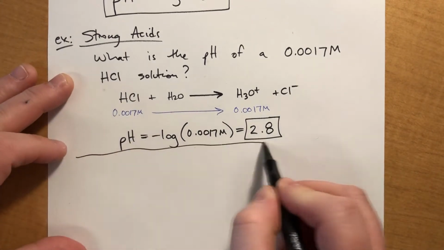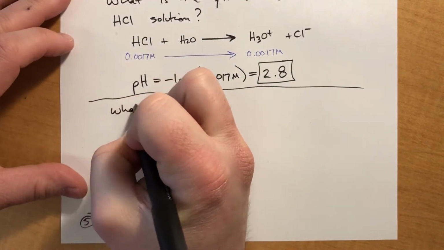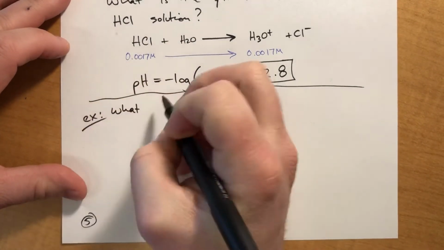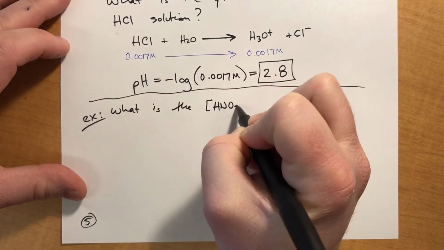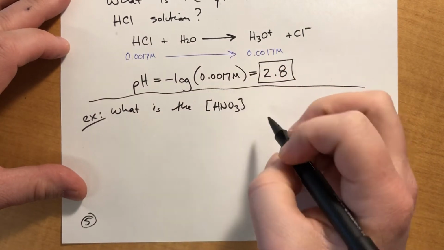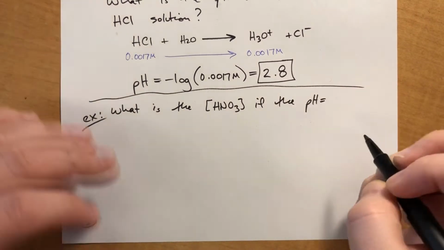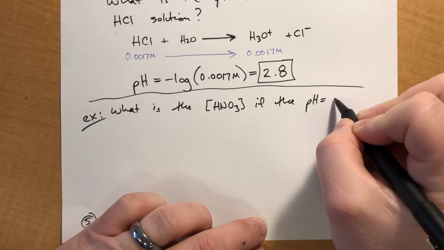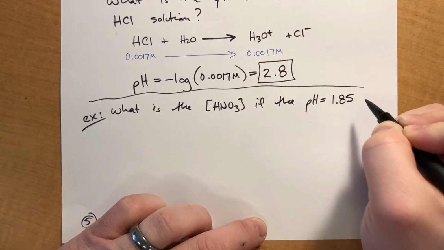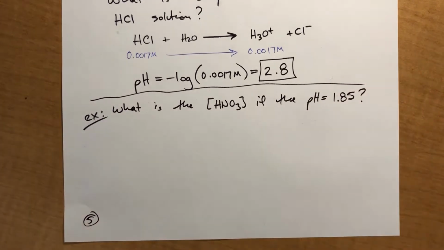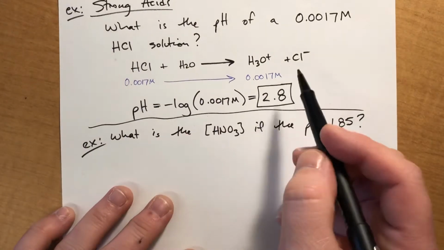Okay. Well, let's try another variation on this. We want to know what is the concentration of HNO3, which is also a strong acid, if the pH equals, I don't know, 1.85. Okay, so this time, and HNO3 is a strong acid, so we can assume that it completely dissociates.